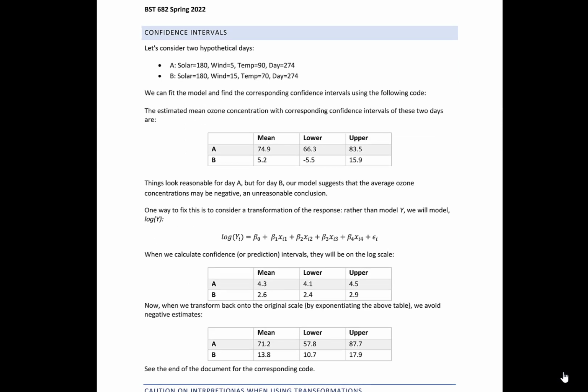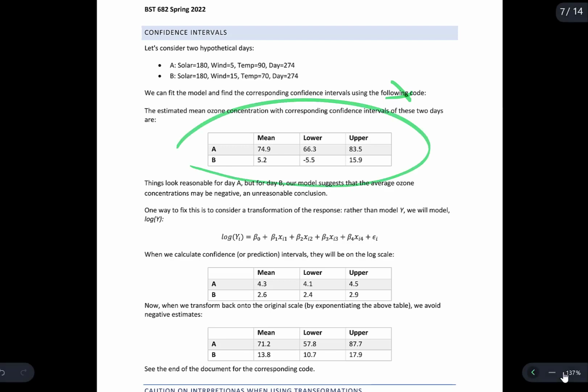So previously we saw how to create confidence and prediction intervals. Let's create confidence intervals for 2 hypothetical days. Here are some potential values for day A and day B, and we can fit a model and find those corresponding confidence intervals. It says the following code, I'm going to change that. The code's actually going to be at the end of these notes. So the estimated mean ozone concentration with the corresponding confidence intervals of these 2 days are given here.